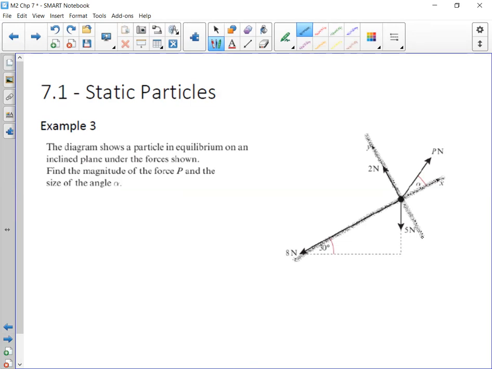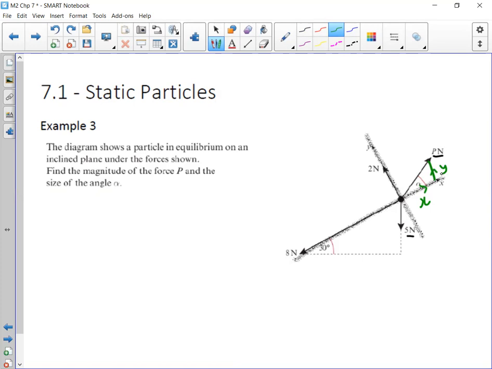So how many forces do we have to resolve? 2 again. P Newton and a 5 Newton. So we need to resolve the P and the 5. We can resolve it on the spot, so I'll do it in here. I think the angle must be alpha. So this will be x, and upwards is y.